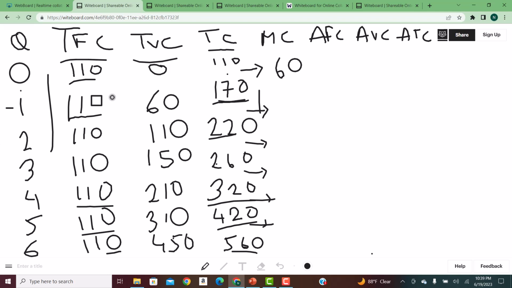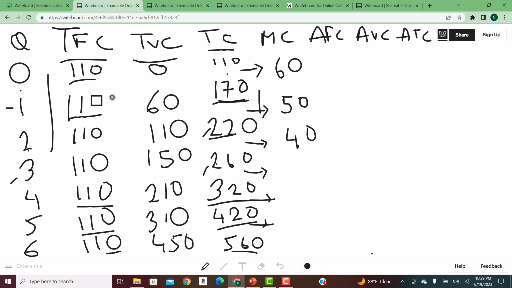Change in total cost, 220 minus 170. And then change in output is from 1 to 2, because we move from 1 to 2. So change in output is 2 minus 1. So 50 divided by 1 is 50. That's the next marginal cost. And remember, marginal cost is always in between the total cost of two different levels of output. Next one is 260 minus 220, change in total cost, divided by change in output, 3 minus 2, so this is 40.